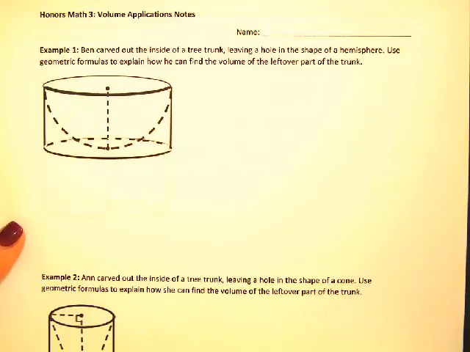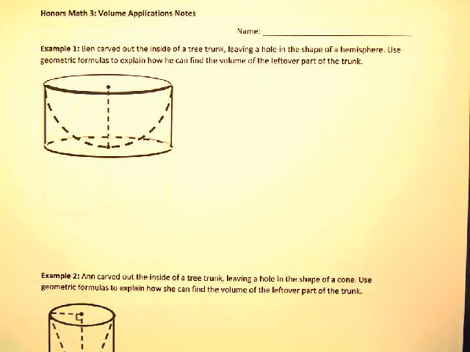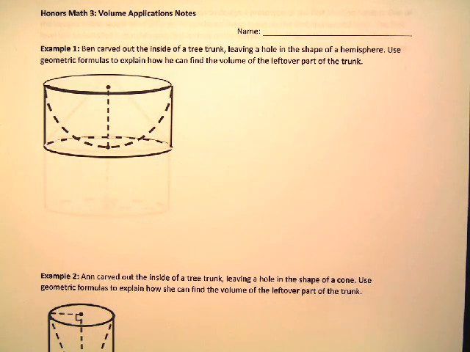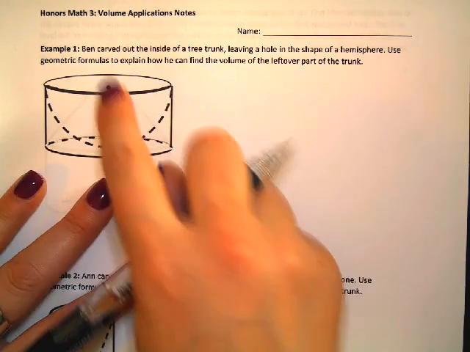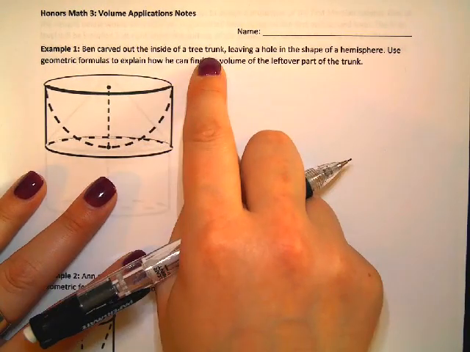All right, now that we have done a little bit of practice with our composite figures or our composite solids, we're going to continue with the exact same math, basically, but we're going to do it in the context of an application problem. So here it says that we have Ben who carved out the inside of a tree trunk.